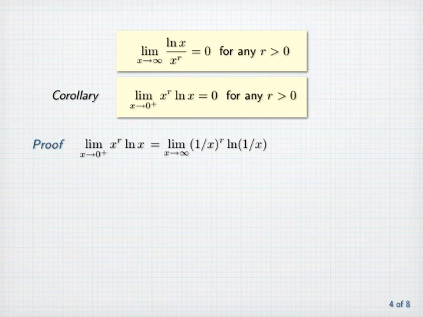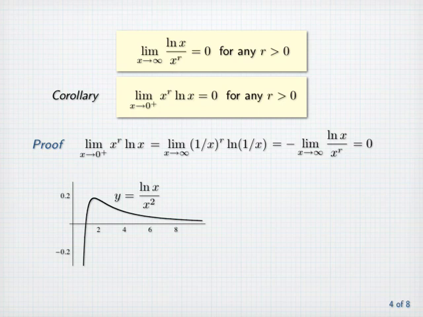Next, we'll rewrite natural log of 1 over x as minus the natural log of x and put x to the r in the denominator. Now, by the previous result, this limit is just minus 0. Now let's look at some pictures to illustrate these two limits.